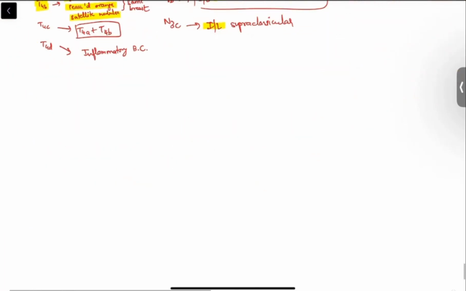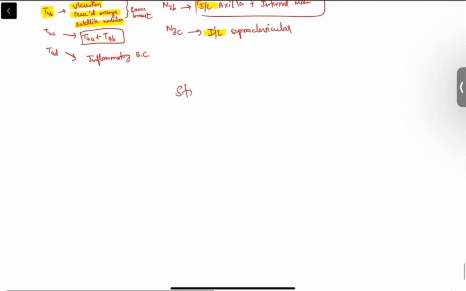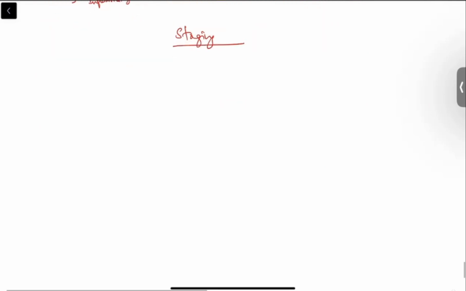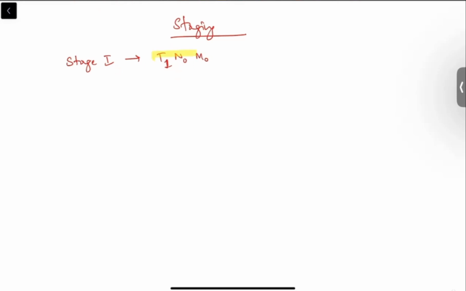So now comes the proper staging. When do we call it stage 1? When it is tumor T1, N0, M0. That is, if the tumor is just less than 2 cm, then it is stage 1 of breast cancer.